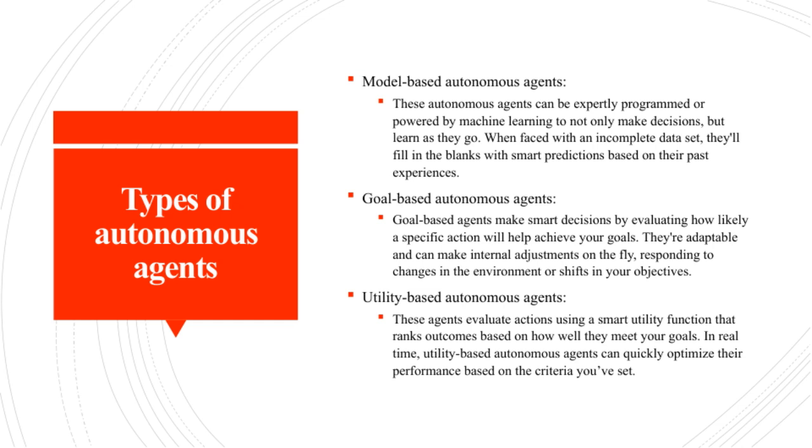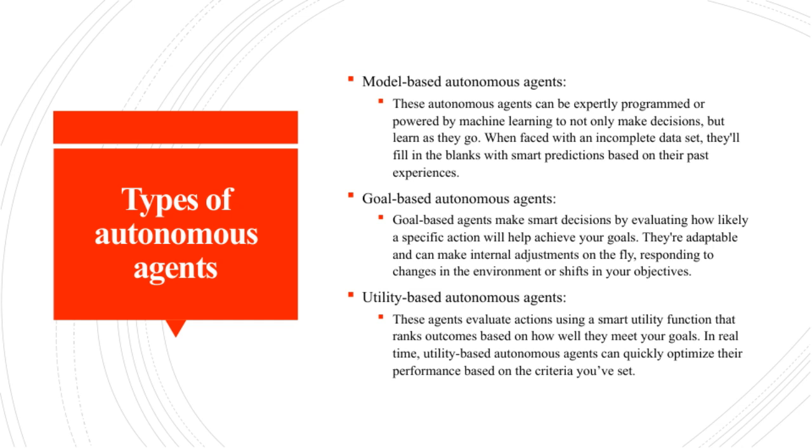Next, we have goal-based autonomous agents. These agents make decisions by evaluating how likely a specific action is to help achieve your goals. They're quite flexible because they can make internal adjustments on the fly, responding to changes in the environment or shifts in your objectives. This adaptability makes them very suitable for dynamic situations where conditions are constantly evolving.